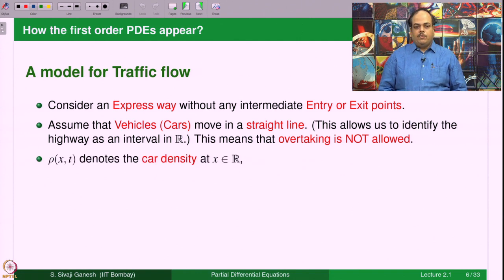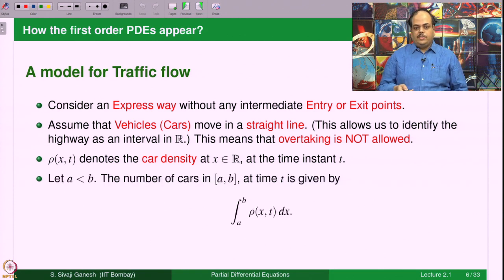Now, let rho denote the car density at a point x in R. Yes, the road is not infinite, but we are going to finally specialize to certain intervals. So, at the time instant t, what does this mean? Car density means we can get the number of cars by integrating with respect to x. So, let a be less than b, then the number of cars in the interval (a, b), in terms of the highway it may be a stretch between a point A and a point B, at time t is given by the integral of rho over the interval (a, b).